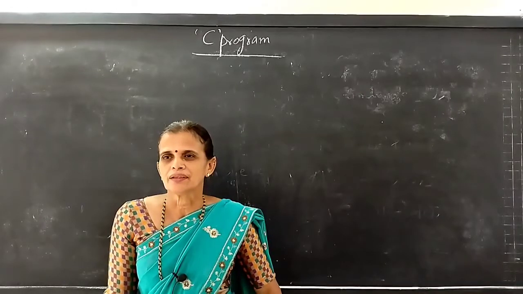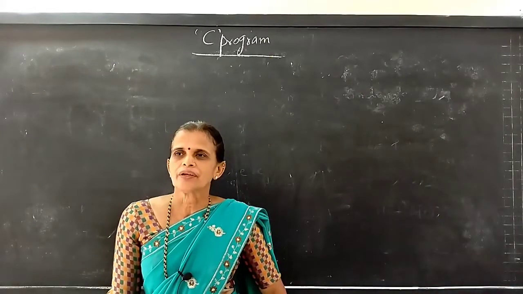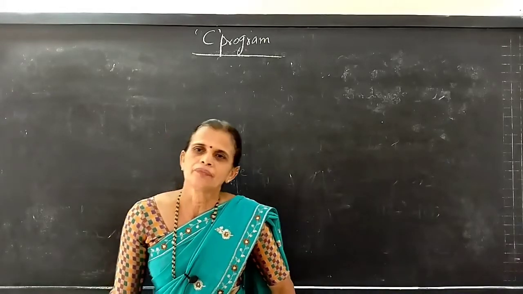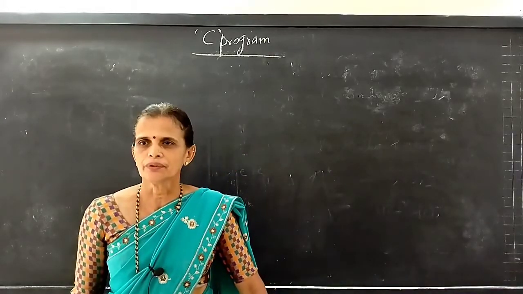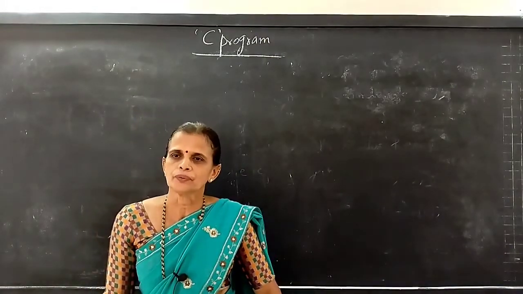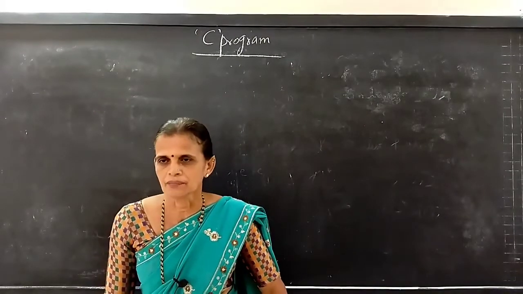Today we will continue writing C programs. In the last class we did a program to find which is the greater number among two numbers. Today we will write a program to decide which is the smallest number among three numbers.